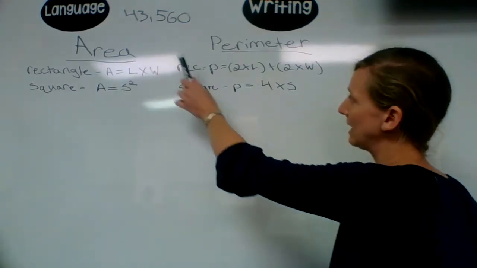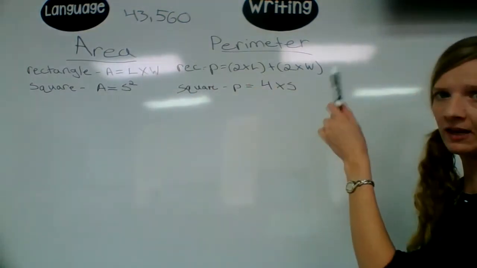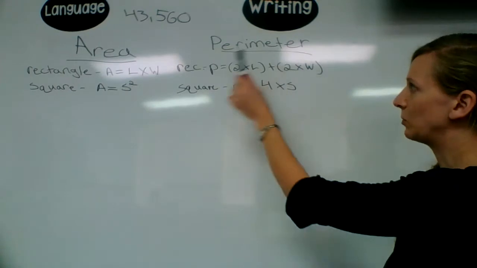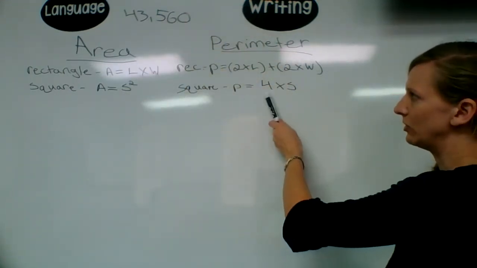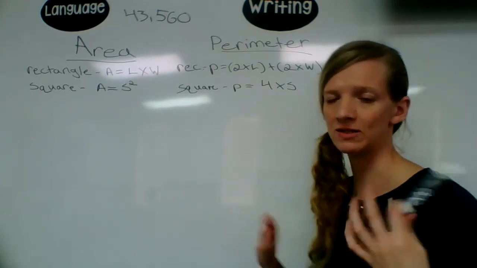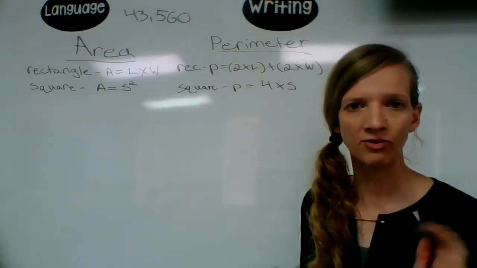Perimeter of a rectangle is 2 times length plus 2 times width. That's how you find the perimeter. That's just the outside of it. The perimeter of a square you find by doing 4 times the side because all the sides are the same. That is how you find the perimeter.